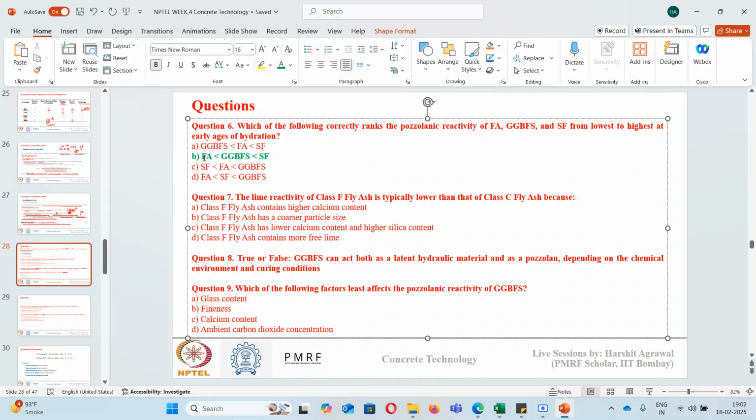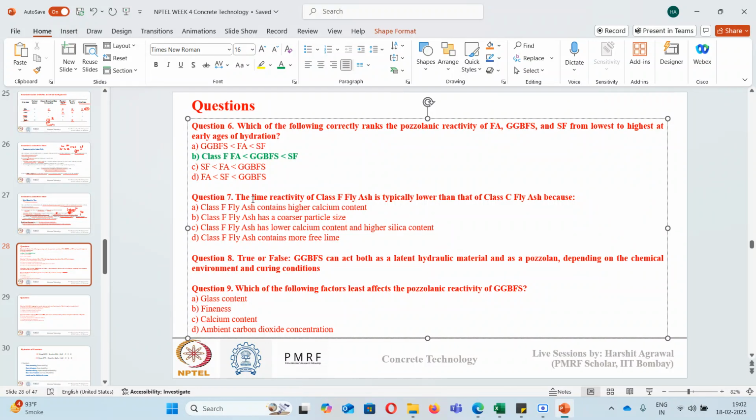Then I have fly ash. In this, I can particularly mention class F fly ash. It has the lowest reactivity since it requires additional time to react. OPC has to first release CH, and then fly ash reacts. So that's why it has the lowest reactivity compared to the other two.